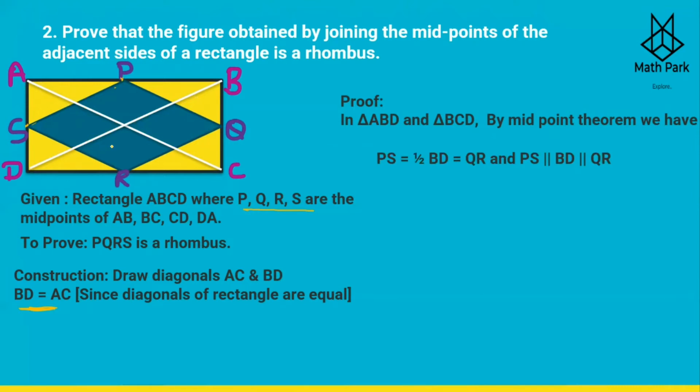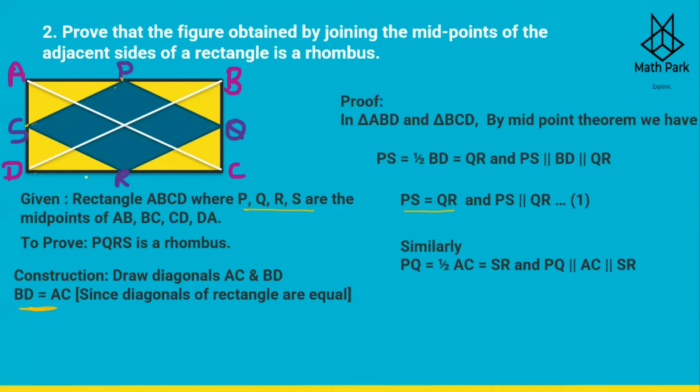In the same way, QR will also be parallel to BD and QR is equal to half BD. This is how you get PS is equal to QR. Got it? Similarly, we can take the triangles based on diagonal AC. In triangle ABC and triangle ADC, PQ will be parallel to AC and PQ is equal to half AC. Also, SR will be parallel to AC and SR is equal to half AC. This is how you get PQ is equal to SR.